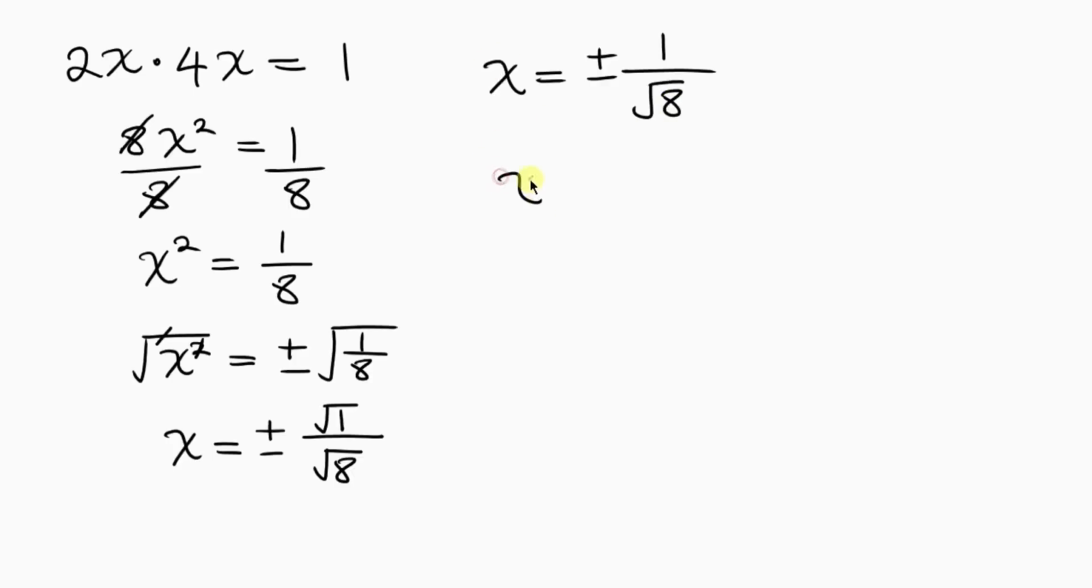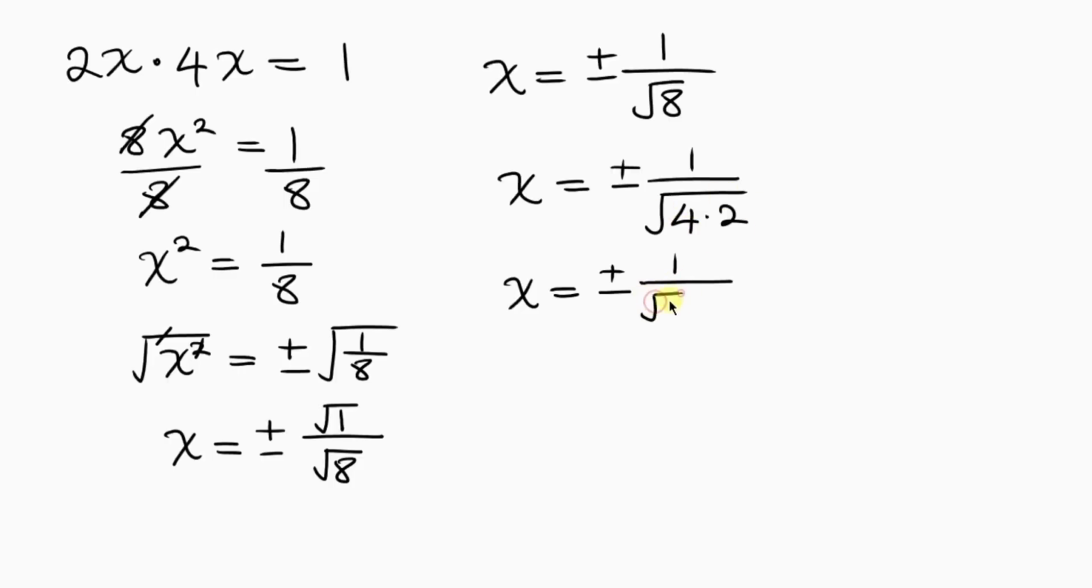So this will be x equal to plus or minus 1 all over the square root of, now 8 is the same as 4 times 2. Very good. So that this becomes x equal to plus or minus 1 all over, separating this, the square root of 4 times the square root of 2. Very good. And then simplifying further, x will be plus or minus 1 all over the square root of 4, which is 2, times root 2.